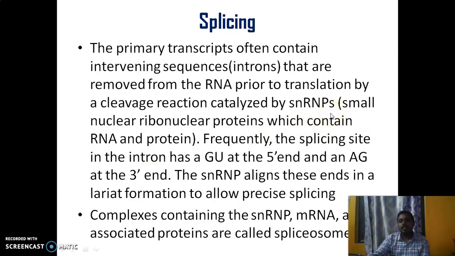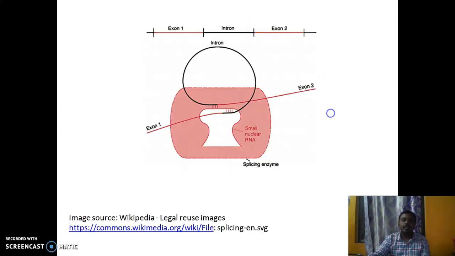So snRNPs are nothing but small nuclear ribonucleoproteins which contain RNA and proteins. Frequently, the splicing site in the intron has a G and U at the 5' end and an A and G at the 3' end. The snRNPs then align these ends in a lariat formation to allow the precise splicing. The complex usually contains snRNP, mRNA and the associated proteins, which together we call spliceosomes.